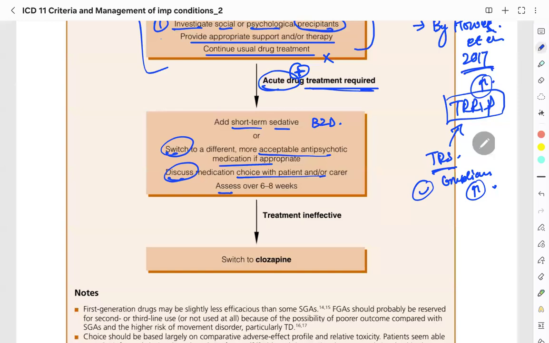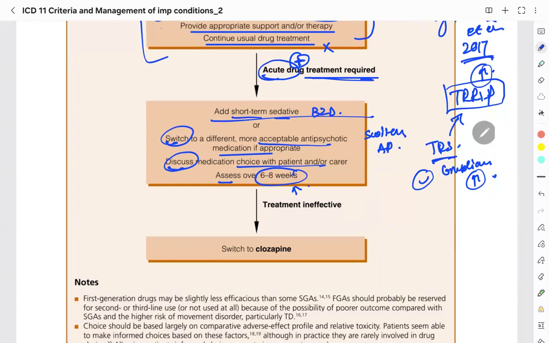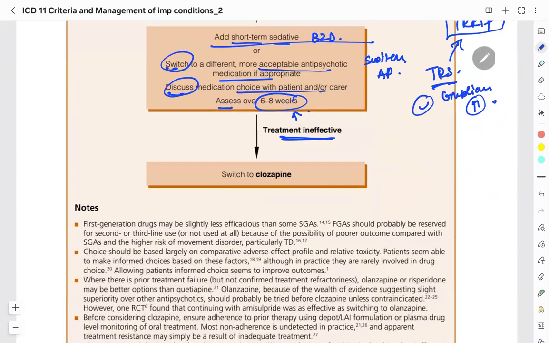All right. So you either add a benzodiazepine or add an antipsychotic. Sorry, switch to another antipsychotic. We can also add an antipsychotic, right? And then you have to assess this patient over 6 to 8 weeks. If the treatment is ineffective after this, then switch to clozapine.